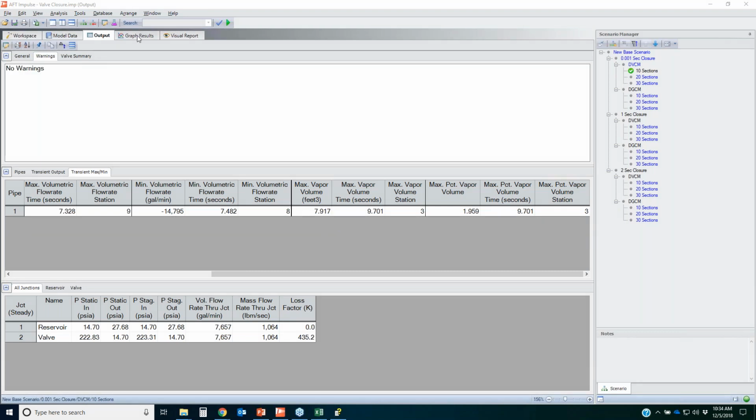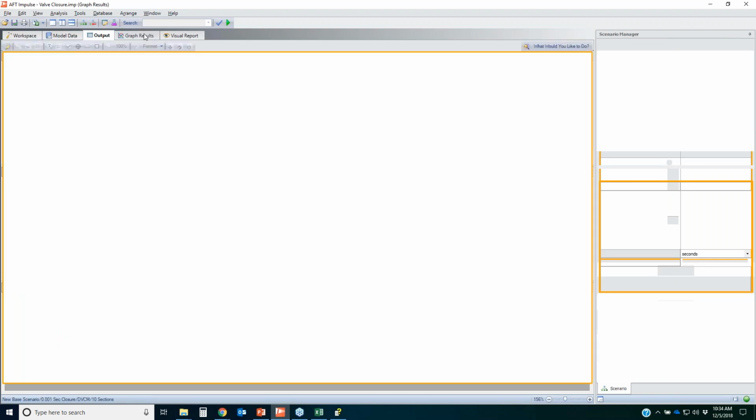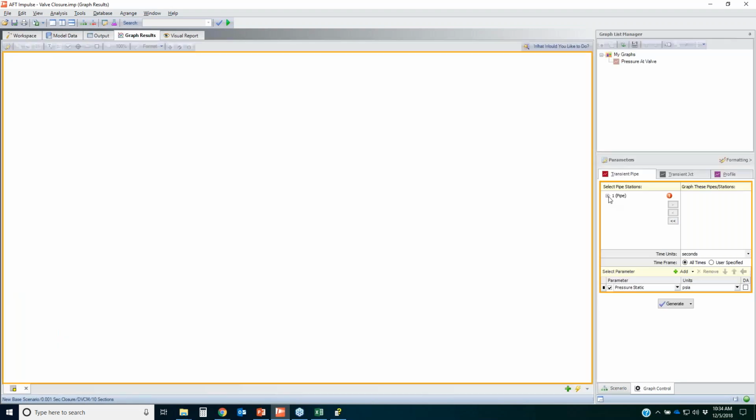So let's go to the graph results, and what I'm going to do is plot the transient pressure at the outlet of the pipe, which is the same thing as the valve inlet. So I added my outlet of pipe P1, that's my valve inlet pressure, and I plotted both the pressure as well as the vapor volume. So I'm doing here what's called a stacked graph. I talked about this in my webinar that I did last month in the middle of November. So you can see those graphing capabilities there.